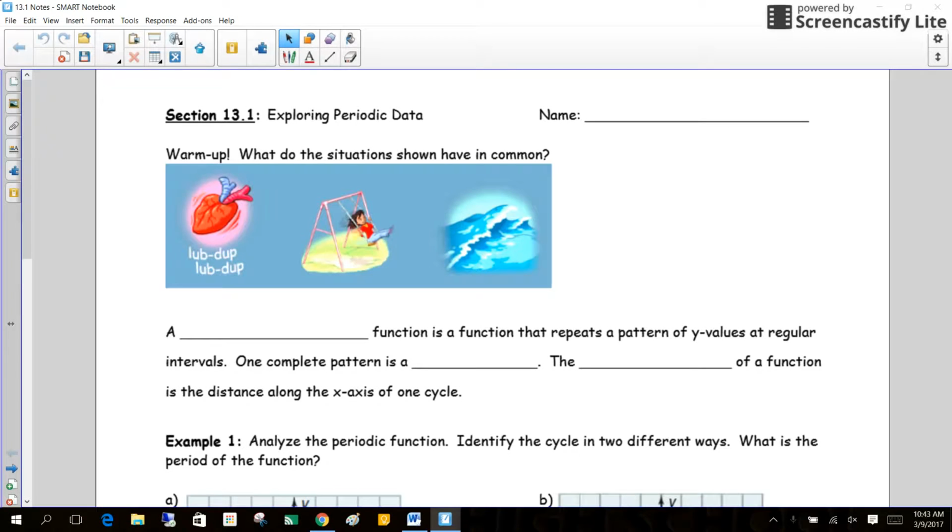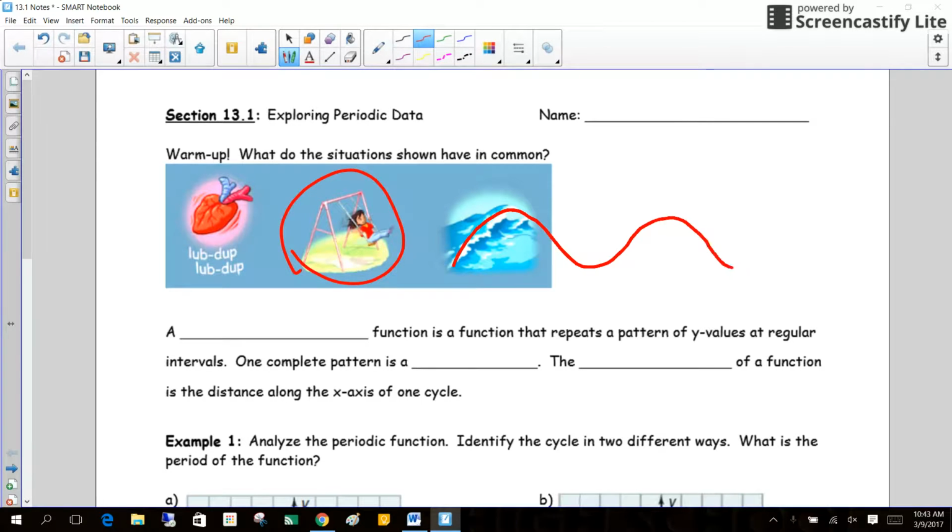This is the start of chapter 13, and we will be exploring periodic functions. If you think about the scenarios that are happening here, perhaps the height of this girl as she's swinging along her swing, or the height of the wave as it goes up and comes back down, and goes up and comes back down. This function that I'm drawing right now is considered a periodic function.